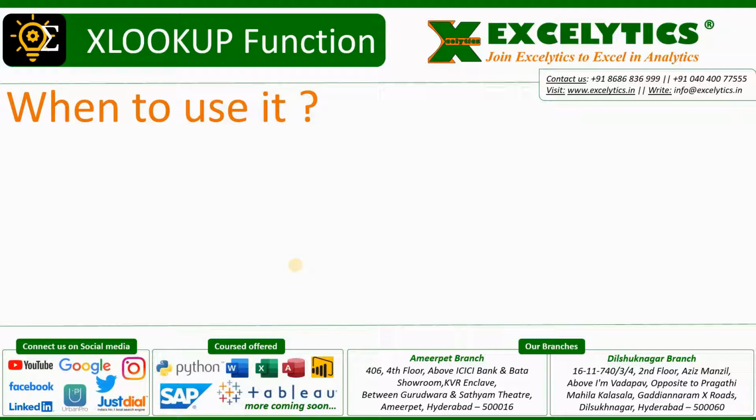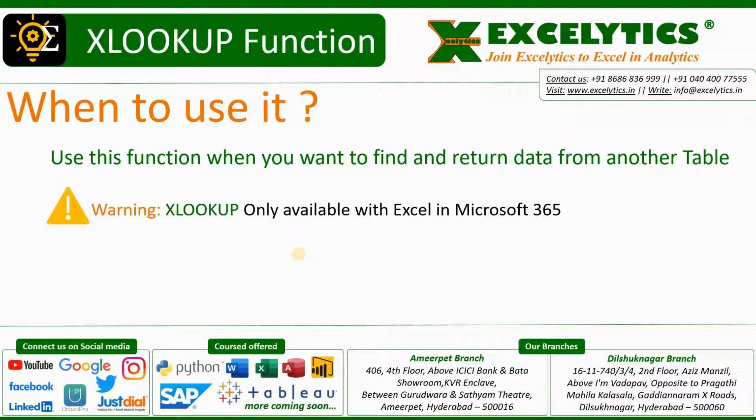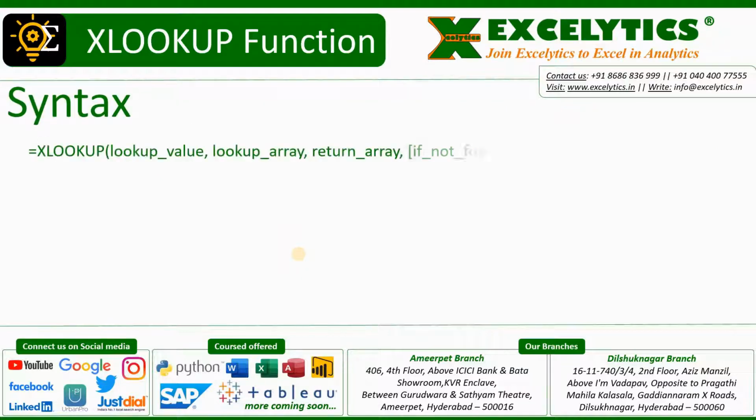So when are we going to use XLOOKUP normally in Excel? XLOOKUP we are going to use when we want to find or get data from another table. Okay. And let us see in which Office version this XLOOKUP function is available. XLOOKUP is only available with the Microsoft 365 version. It is not available in earlier versions of Microsoft Excel or MS Office, and they have to use VLOOKUP or index match. Okay, right.